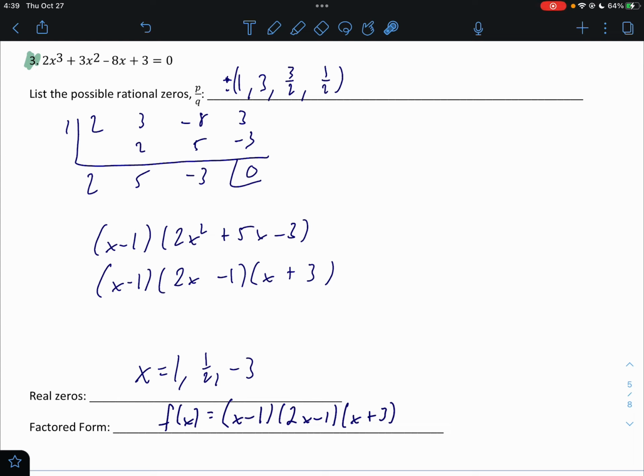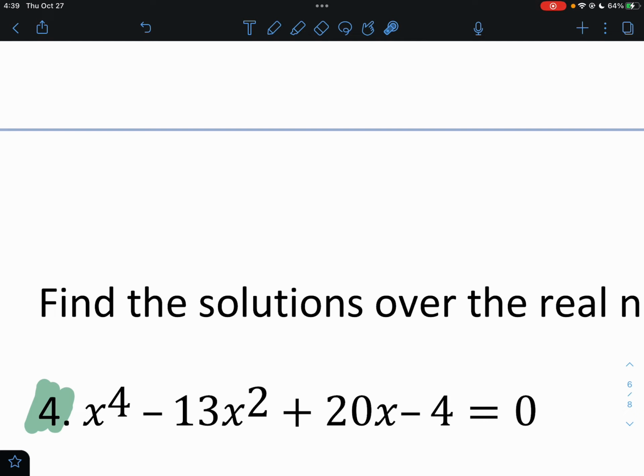Now try number 4 fully on your own. Write your rational zero possibilities. This is a quartic equation, so you've got to try to find 2 by using synthetic division. Once you find 2, you'll have a quadratic left over that you can try to solve for using our quadratic solving methods. Pause the video here. Come back when you've finished number 4.